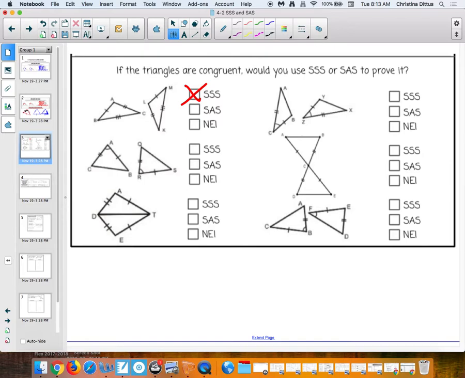How about this one? Do I have SSS, SAS, or none? SAS, yeah. I got side, I got angle, I got side. Here I got side, I got angle, I got side. Yeah, I got SAS. How about my middle left one? SAS, good. Okay, we're going to start a little bit harder.